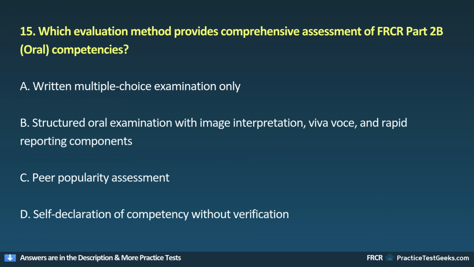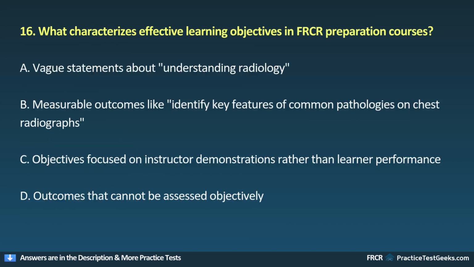15. Which evaluation method provides comprehensive assessment of FRCR Part 2B oral competencies? A. Written multiple choice examination only. B. Structured oral examination with image interpretation, viva, and rapid reporting components. C. Peer popularity assessment. D. Self-declaration of competency without verification.